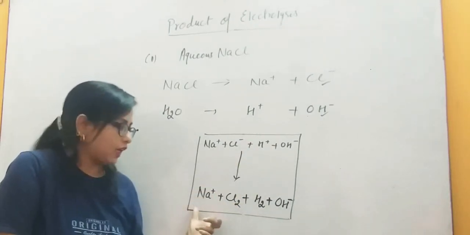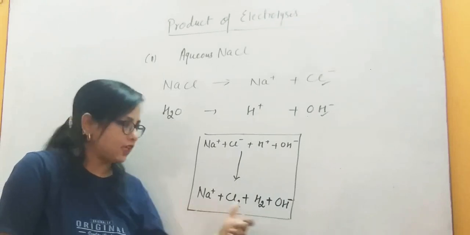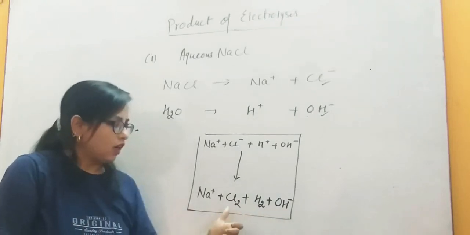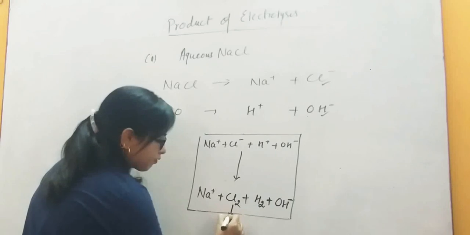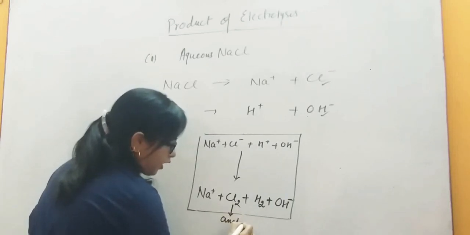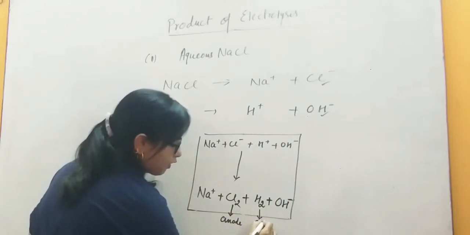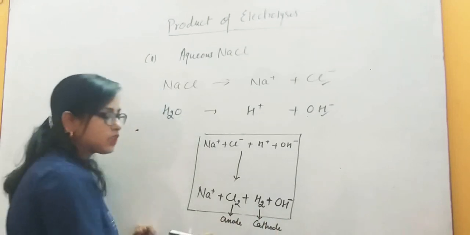It forms an alkaline solution due to the presence of Na+ and OH-, and chlorine is collected over the anode and hydrogen is collected over the cathode. So these are the final products.